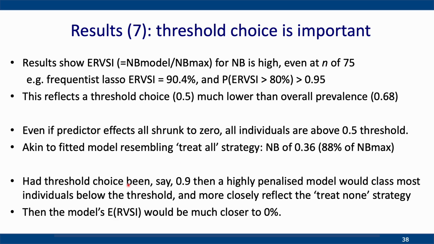But if you'd chosen a different threshold, for example, the threshold being 0.9, then the model's expected value of sample information would be closer to 0%, because that would reflect the treat-none strategy. So most people would just not be treated because the average prevalence is lower than that. So the threshold choice is very, very important, and that shouldn't be decided by the sample size calculation. That should be decided by speaking with health professionals and patients in the field.